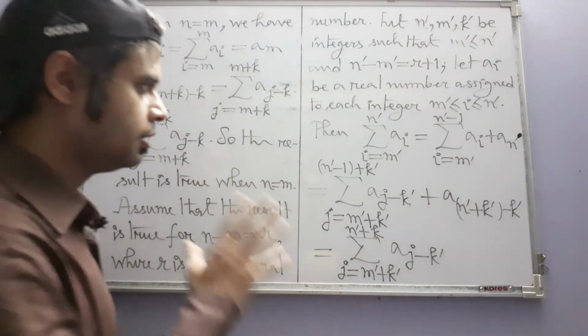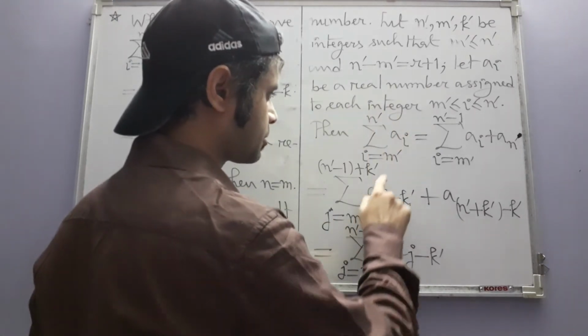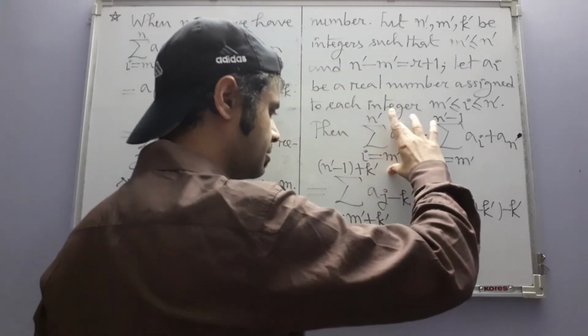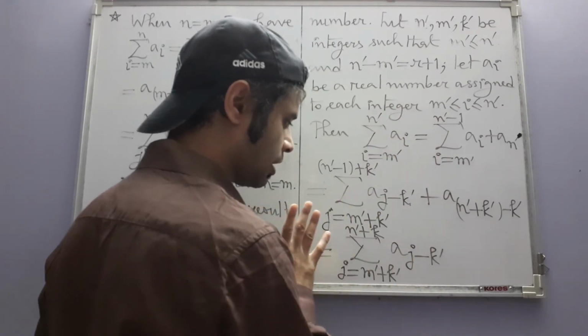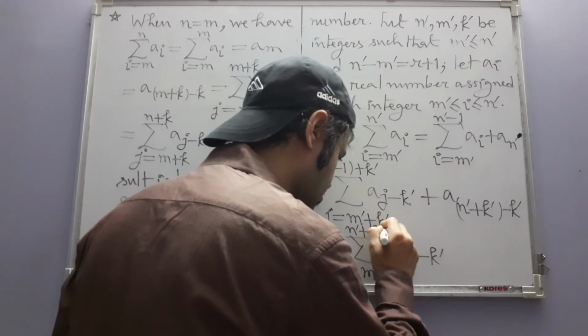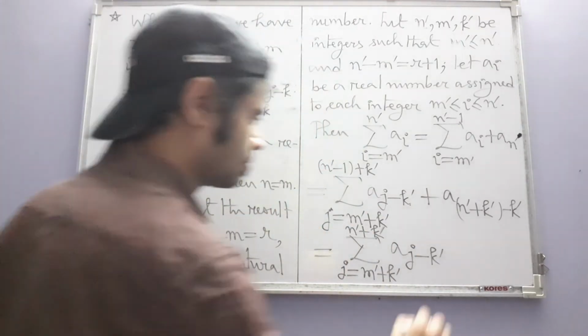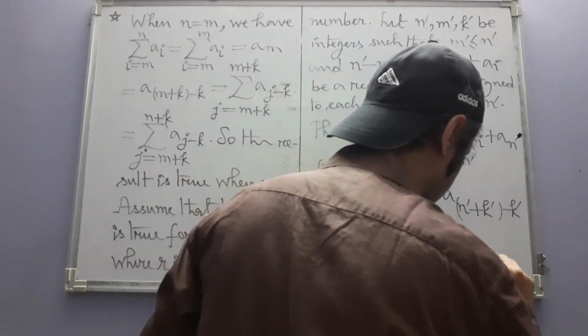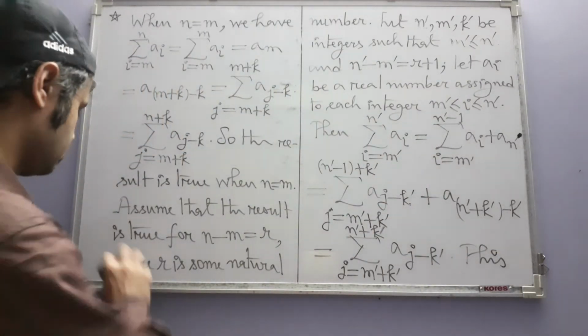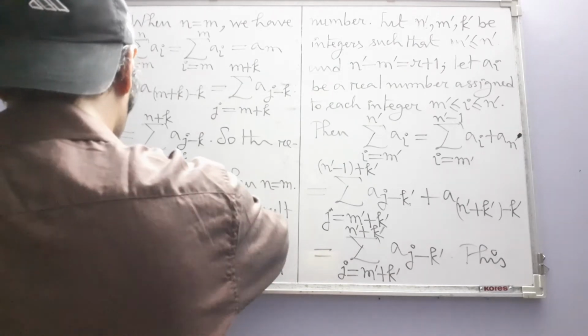Because in this new setup also, where we have m prime and n prime, we have been able to write this series as this one, which involves that j, and this one will be k prime. This completes the induction.